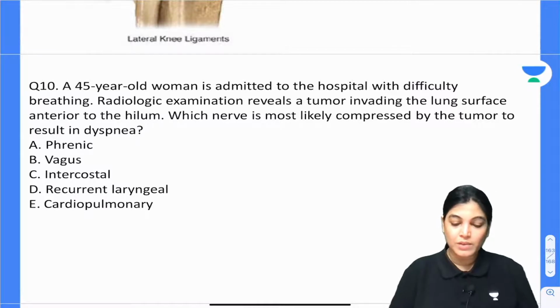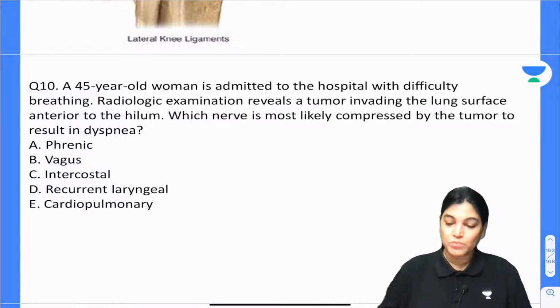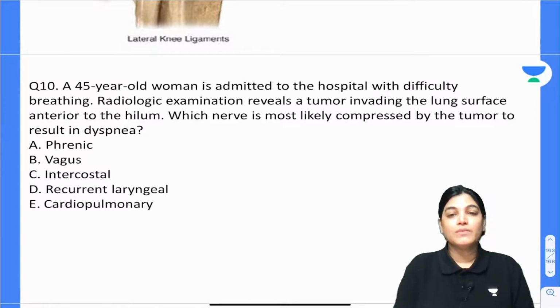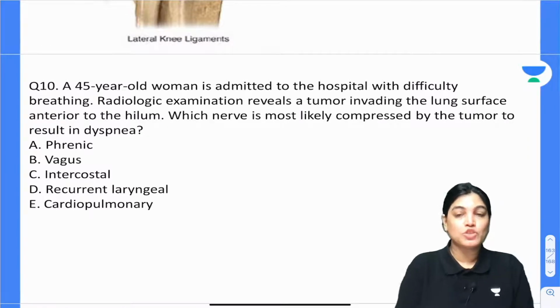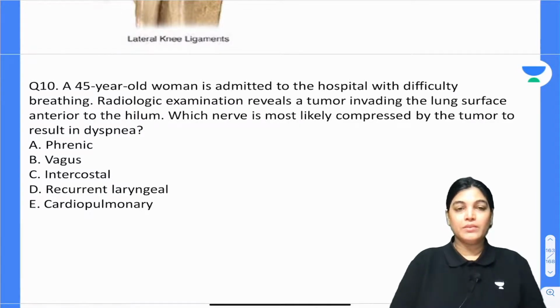A 45-year-old woman is admitted to the hospital with difficulty of breathing. Radiologic examination reveals a tumor invading the lung surface anterior to the hilum. Which nerve is most likely compressed by the tumor to result in dyspnea?